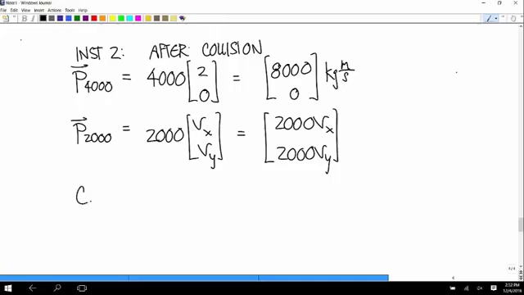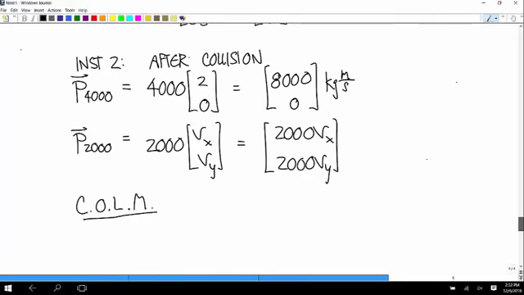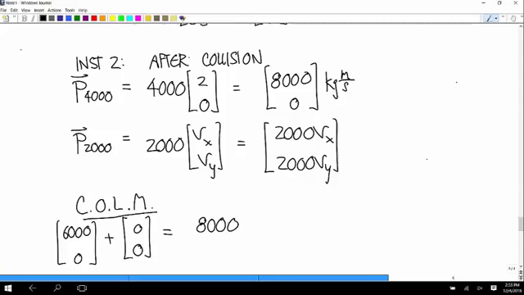And now plug that into conservation of linear momentum. And it says 6,000, 0, so the left side is what I'm using before the collision, plus 0, 0, is equal to the sum of these after the collision. So 8,000, 0 plus 2,000 Vx, 2,000 Vy.